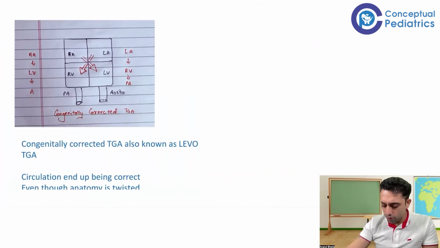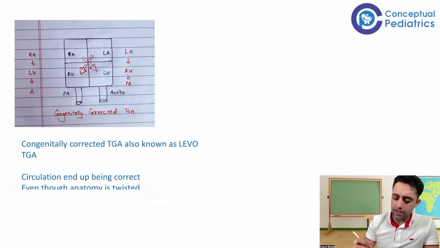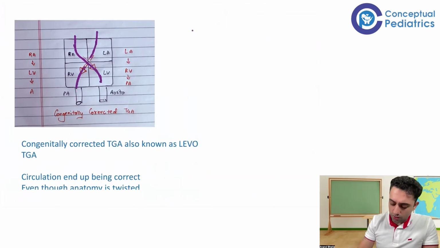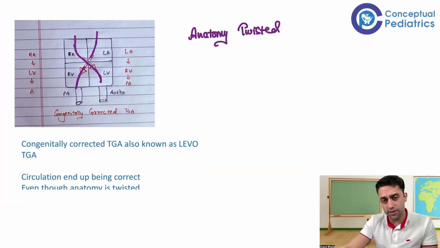Number 2, very importantly, what is Levo-TGA? What do you mean by Levo-TGA? Now in Levo-TGA, what happens? By mistake, the right atrium is connected to the left ventricle, and the left atrium is connected to the right ventricle. Now I'll repeat again. The anatomy in this condition is twisted.